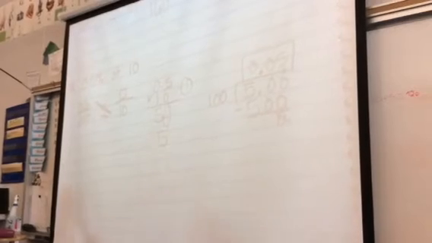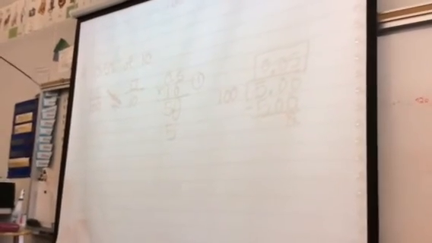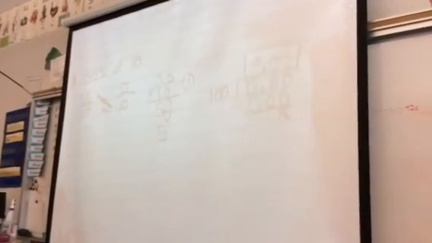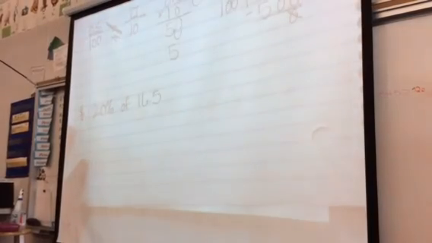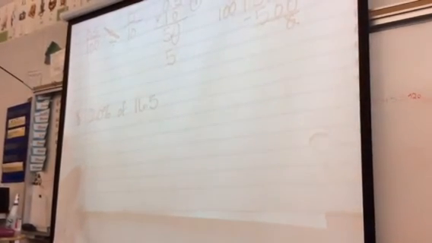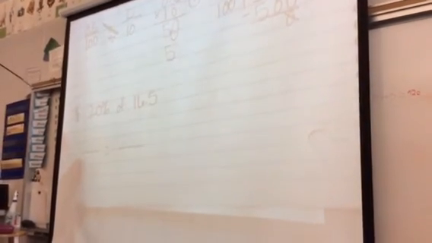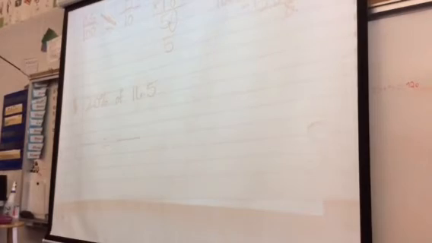And I have one more that I want you guys to be able to look at when you're working on your assignment, okay? Go ahead and write that down. It is 20% of 16.5. And what I want you to do right now with your partner is set up the whole thing. Decide where your numbers are going. Set it up with your partner right now. Go.